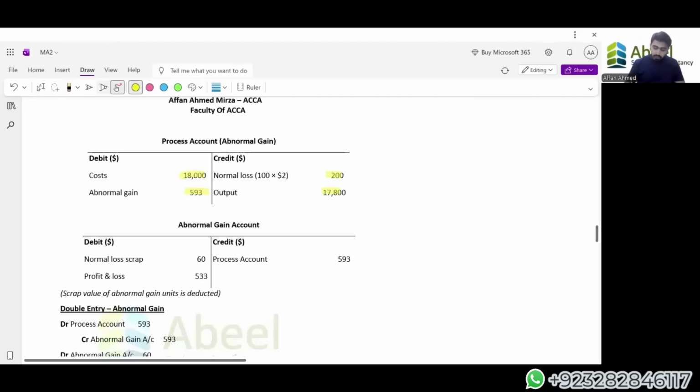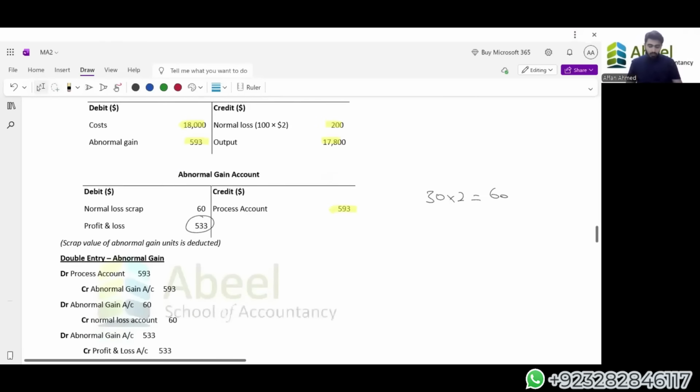The abnormal gain account will show a credit entry of 593, showing that we are able to sell an additional $593. And the scrap value for the earlier unit comes to 30 into 2 units. These are the units that are retrieved as an abnormal gain. They were expected to have a normal loss, but these goods are having a particular gain. So this gain is recorded on the debit side, and the profit and loss account will have 533 as other income, as this is a basic advantage for the organization.